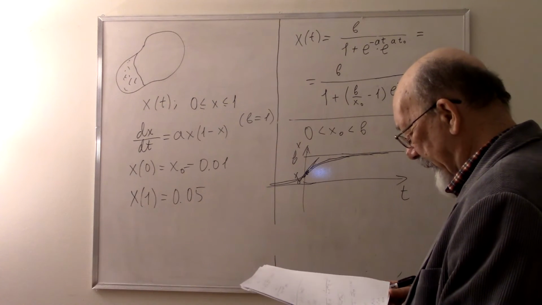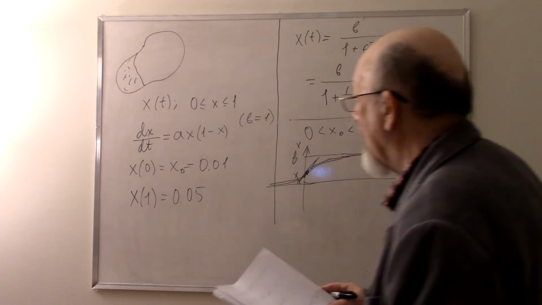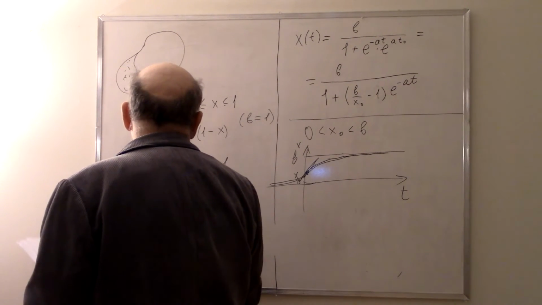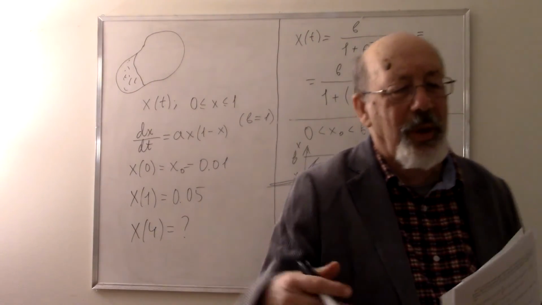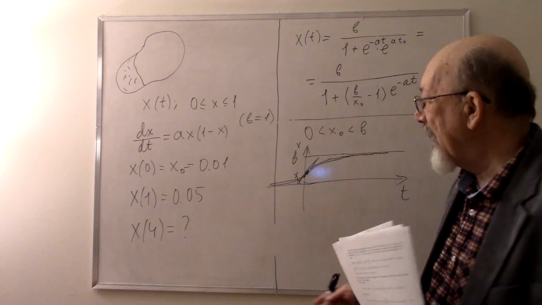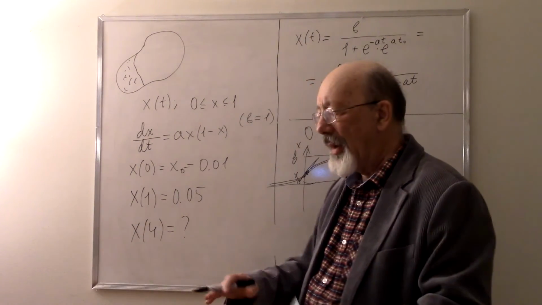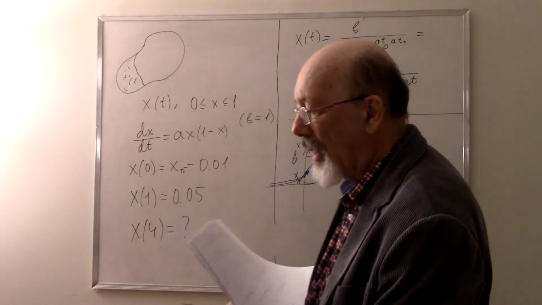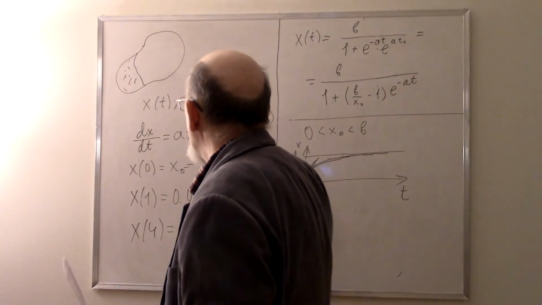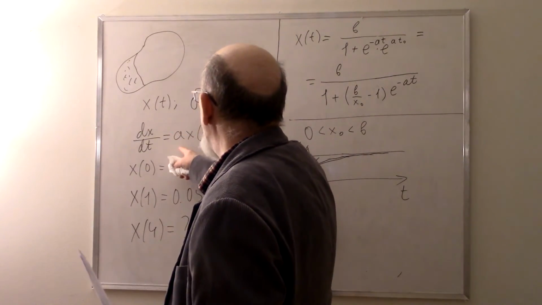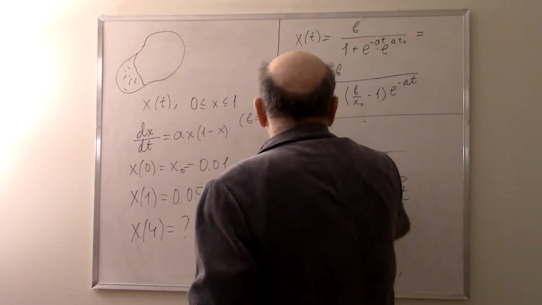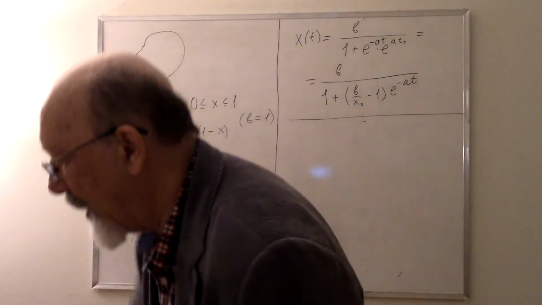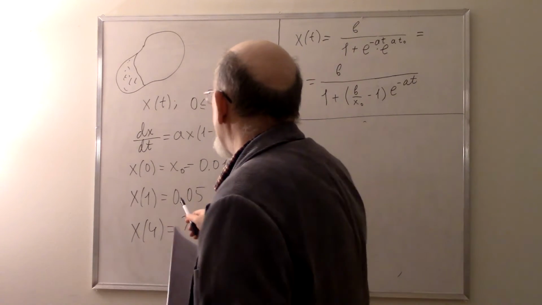And the question is, what will happen after 1 month? So after 1 month is 4 weeks approximately. So after 4 weeks, which part of the pond will be covered by this weed? To this end we have to find A in this equation, and we have a ready solution. We have only to substitute here x0 and x of 1.